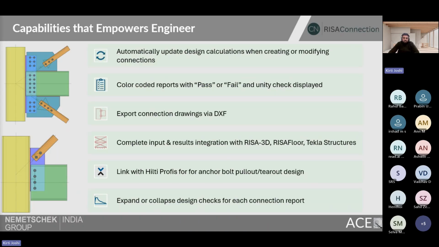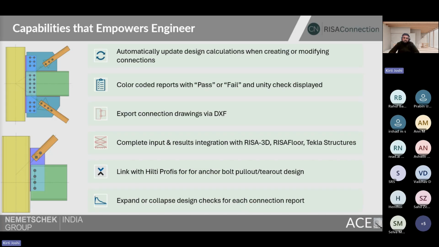Moving forward, regarding some analysis capabilities of RISAConnection. So this is the introductory webinar of RISAConnection. So we are understanding what the capabilities and the features of RISAConnection are first, then we'll move to the software part. So it automatically updates all the design calculations whenever you create or modify a connection. So if you change the bolt size or the plate thickness or the weld size, even the geometry, the results and the code checks update instantly.